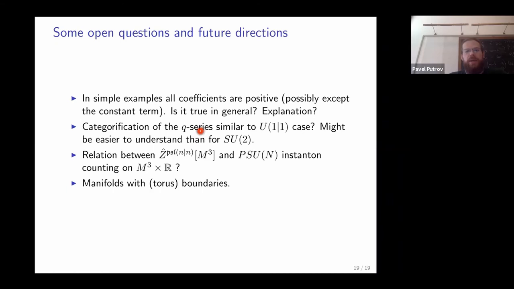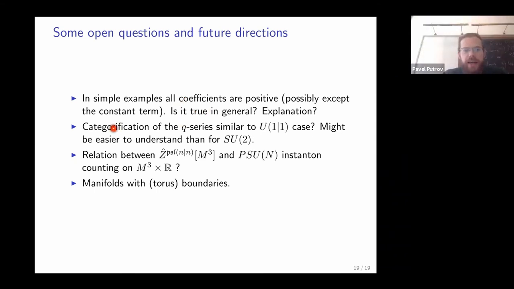So let me mention some open questions and possible future directions. As you probably could notice, in all simple examples, all coefficients except possibly the constant term turn out to be positive. Is it true more generally? It's actually not so easy to answer, because it's not obvious why this should be true. At least we don't know explanations for it. But it's hard to go into complicated examples and calculate many terms to check it experimentally. It becomes a bit time consuming.